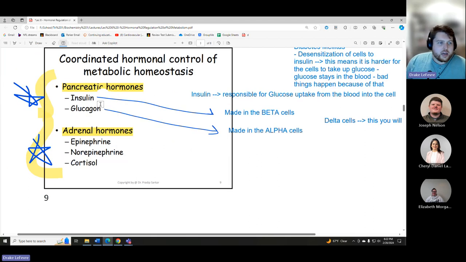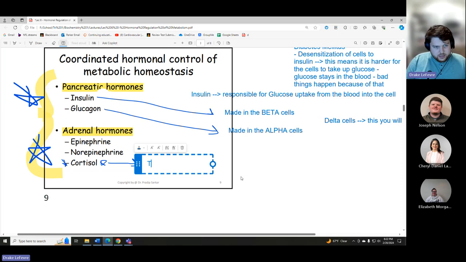Okay. Adrenal hormones: epinephrine, norepinephrine, and cortisol. We already kind of talked about these a little bit in previous ones. The main one that we're going to focus on is cortisol. That's the biggest one and the one you'll see continuously throughout everything. Cortisol is known as the stress hormone.